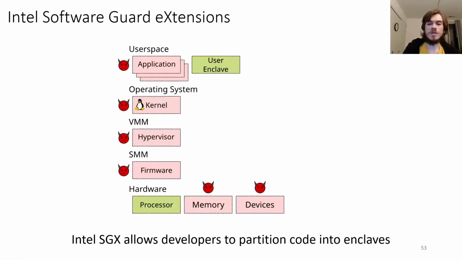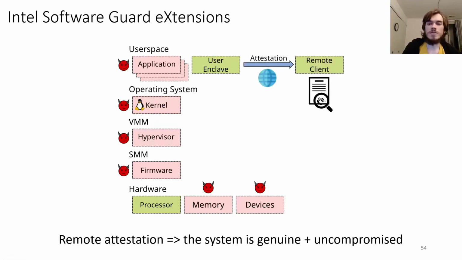The only component that is really trusted is the processor. And to guarantee that all of this is happening, that your enclave is actually running on a genuine system that's uncompromised and fully up to date, it also has a feature called remote attestation. And if you pass remote attestation, you know for sure that you're running on genuine Intel hardware.